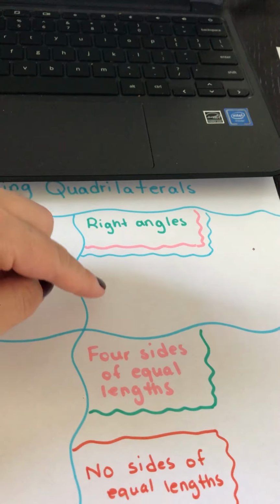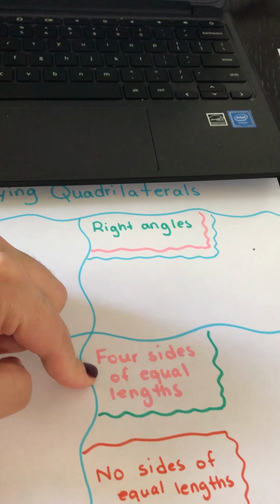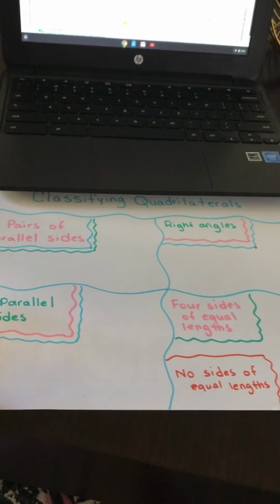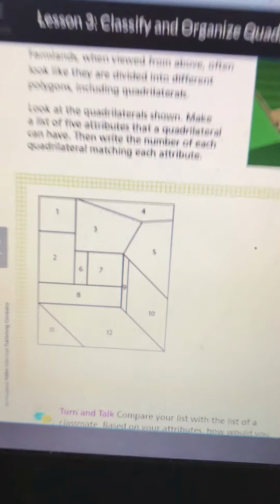So we could have 2, none, and 1. Right angles, no right angles. 4 sides of equal lengths, and then no sides of equal lengths. But it says to just choose 5, so these are the 5 that I chose for today. So I'm going to start by looking at number 1. What can I say about number 1?